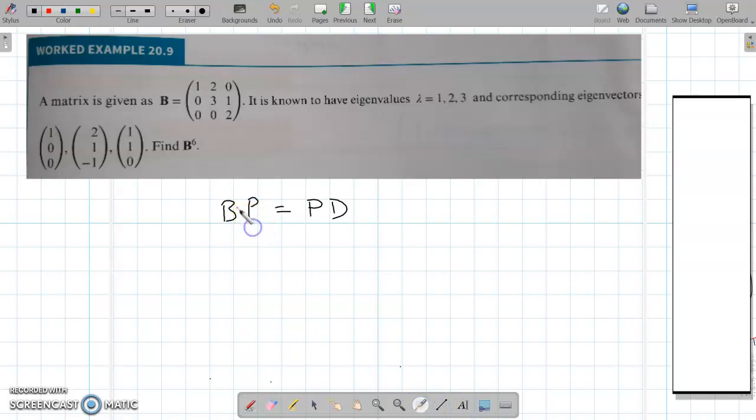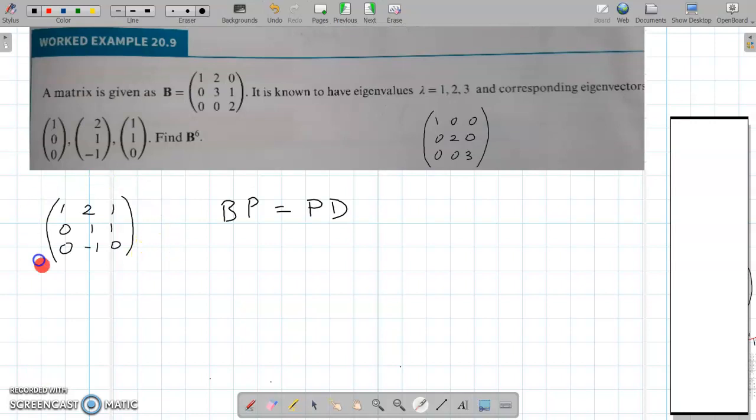So P is made up of the eigenvectors. It's just a matrix made up of the eigenvectors. And D, the diagonal matrix, is made up of the eigenvalues. Okay, so this is P, and it's made up of the eigenvectors. So the first eigenvector 1, 0, 0 is the first column. The second eigenvector is the second column, and the third eigenvector is the third column. And this is D, and the diagonals are made up of the 3 eigenvalues. It must be in the same order. Okay, 1, 2, 3, you can't swap the order.